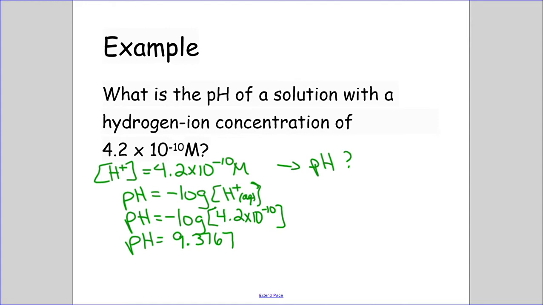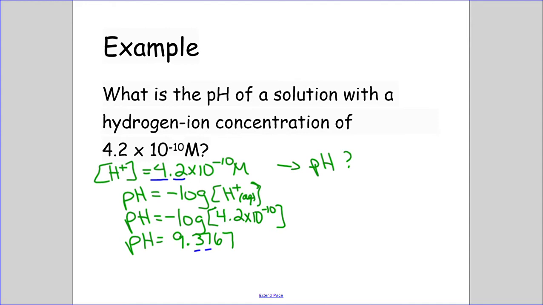So the answer to this question is a little bit different than likely anything you've been taught so far for rules, and it's specific to logs. How you calculate it is based on the number of digits in the ion concentration. In our ion concentration, 4.2 times 10 to the negative 10, there are 2 significant digits. However many significant digits there are, that's how many decimal places the pH value will have.